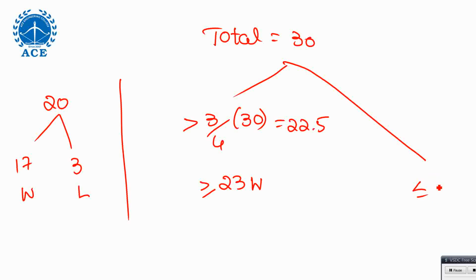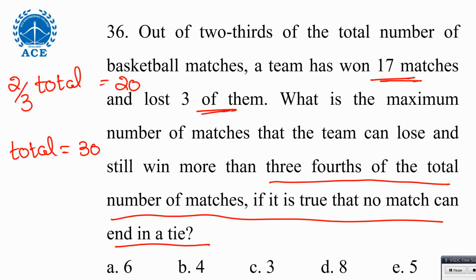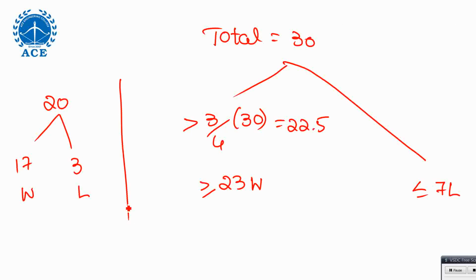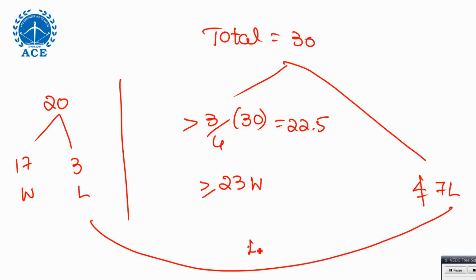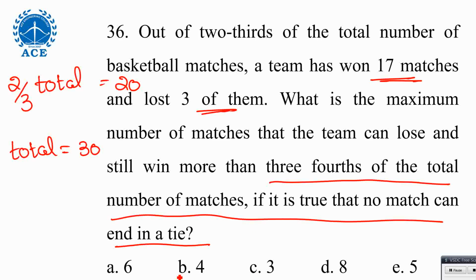Now, to win 23 or more, how many are you able to lose? Less than or equal to 7. Already 3 matches are lost. They're asking for the maximum number of matches you can lose. Here maximum means only 7 you can go. So only 4 you can lose from now, since you already lost 3 matches. You want a 3/4 success rate, so you only have a chance of 4 more to lose. Maximum to be lost is 4.